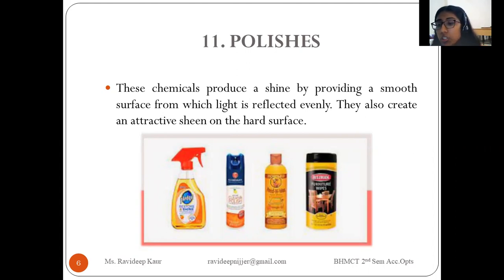You could see polishes are used on furniture to get the furniture clean and to get a sheen on the wood, and polishes are also used on metals to remove tarnish and to get the shine on the metals. So this was all about the polishes.